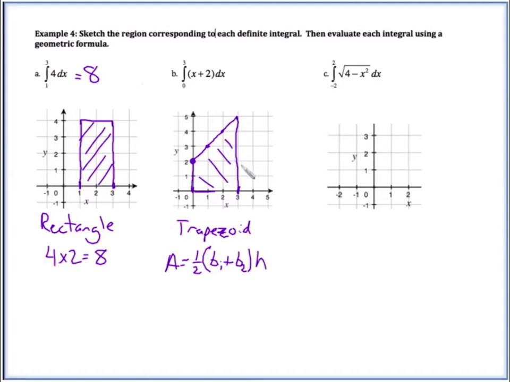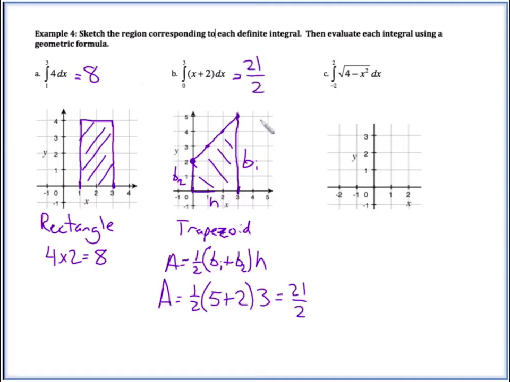Now notice it switches a little bit. We're going to call this a base, and then this one's going to be a base, and then the height is going to be right here. So here the area is going to be 1/2 times, well, this height gives us 5, and then the other base here was 2, and then the height is the difference in the interval, which is just 3. So this area looks like 7 times 3, 21 over 2. Okay, so the definite integral from 0 to 3 of x plus 2 dx is 21 over 2.